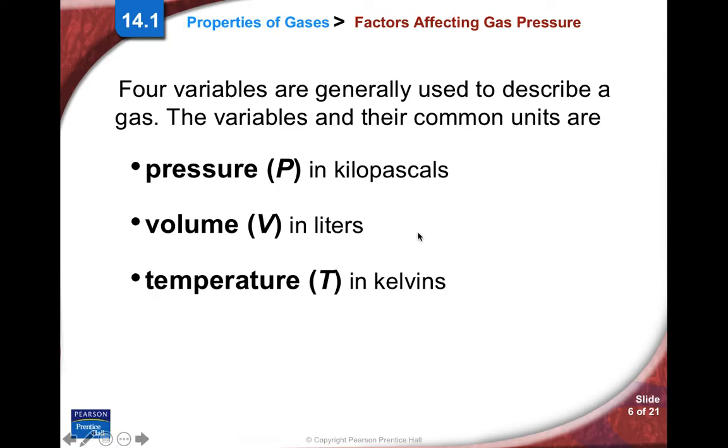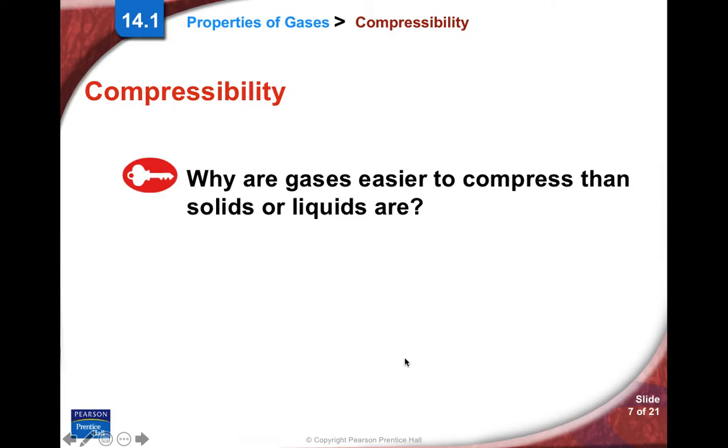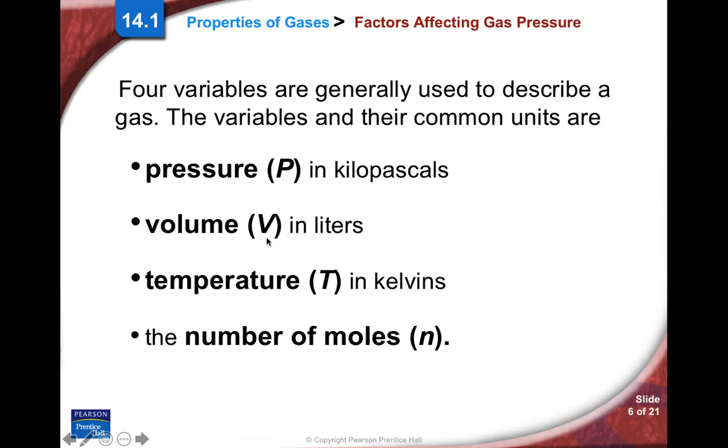Temperature, which has to be in Kelvin, has to be in the absolute scale, or our work does not go so well. So we'll talk more about that in great detail. And then N for number of moles, how many particles are present, because the number of particles will change these other three factors. So P, V, N, T, and we'll learn more about the ideal gas law at the end of this chapter.